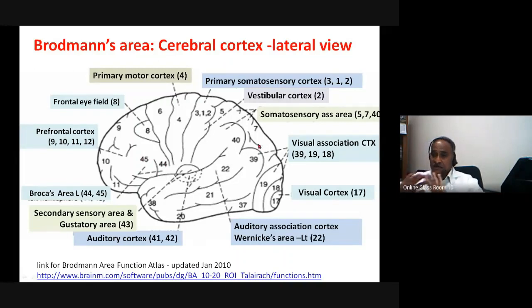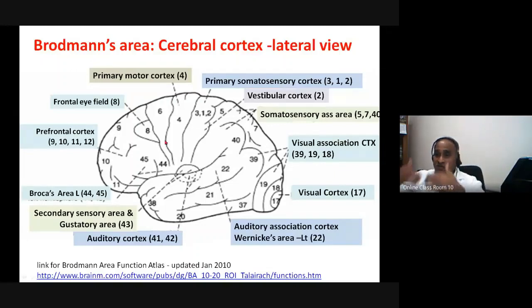These are the areas which are visible to us. Now the 41 and 42 are auditory areas. This is the auditory cortex. So 43 is somewhere here. That is a gustatory area. So now we have 39, 40, 41, 42, 43. Then comes the 44 and 45.